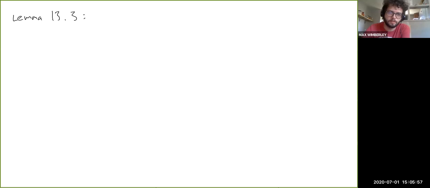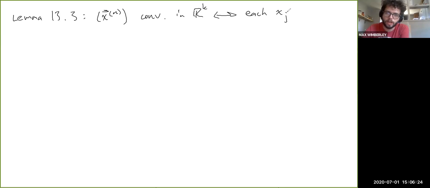The first statement, which I didn't fully state in the previous bit, is that basically x^n converges in R^k if and only if each x_j^n converges in R. And of course, moreover, when they both converge, the limit of this sequence of points is the point whose coordinates are the limits of these sequences, right? So that's the first thing.